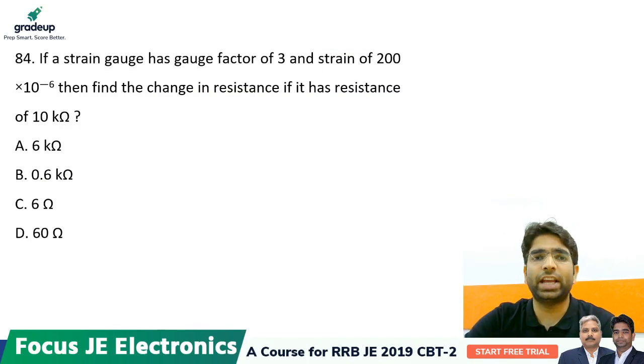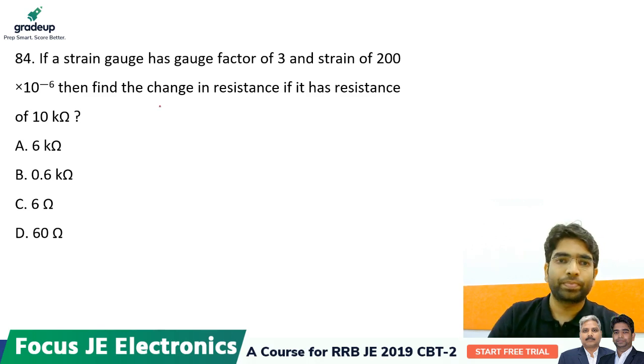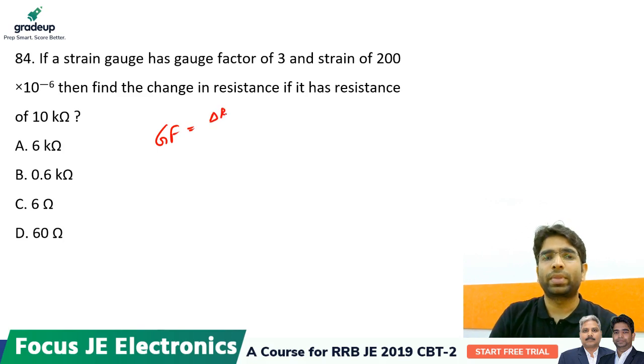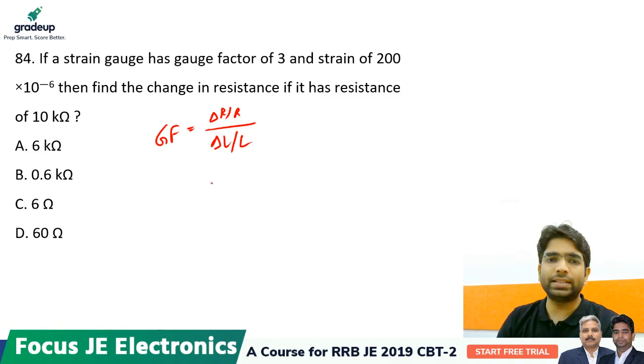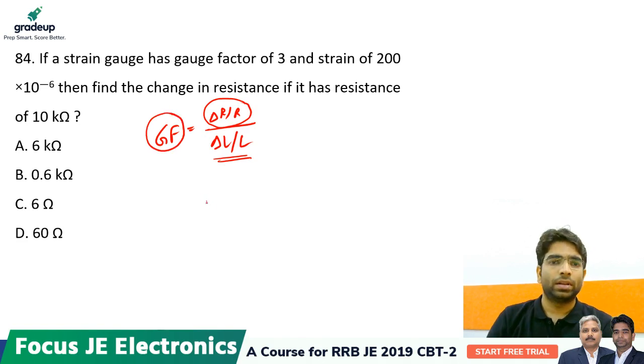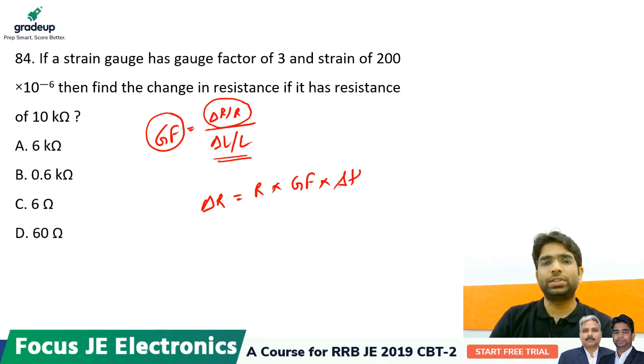A strain gauge has a gauge factor of 3 and strain of 200 into 10 raised to the power minus 6. Find the change in the resistance. Gauge factor equals del R by R upon del L by L, the change in resistance over strain. So for finding the change in resistance, it will be gauge factor into strain.